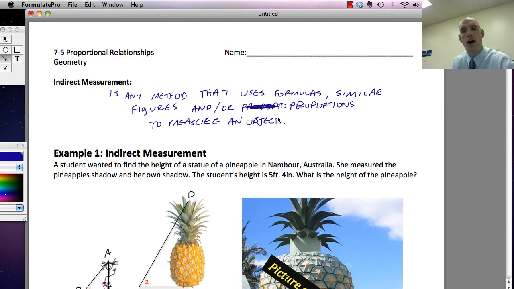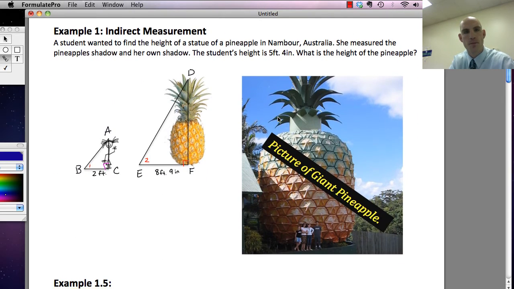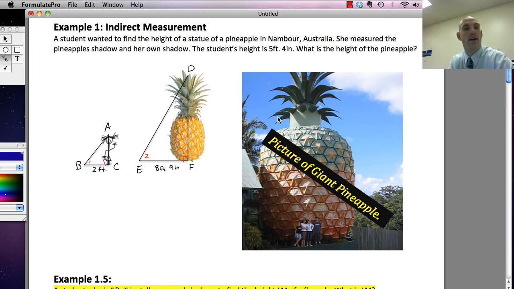In example 1, we're going to do an example of indirect measurement, and we're going to use a pineapple that's found in Nambour, Australia. A student wanted to find the height of the statue of a pineapple in Nambour, Australia. She measured the pineapple's shadow and her own shadow. The student's height is 5 feet 4 inches. What is the height of the pineapple?